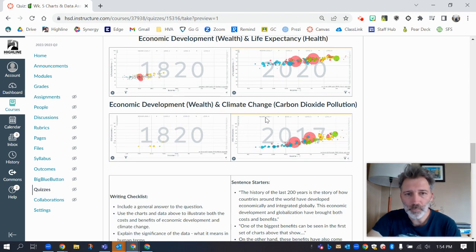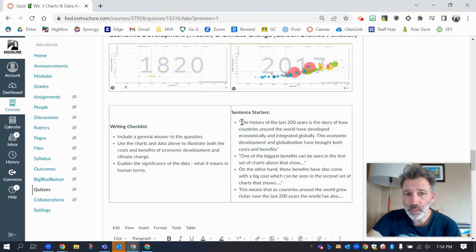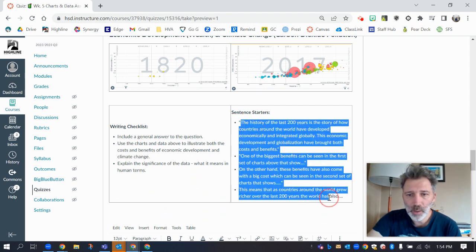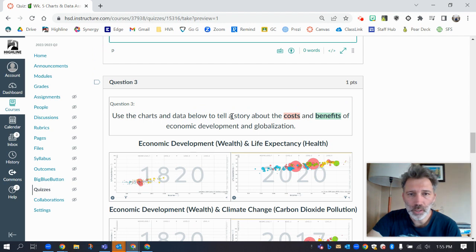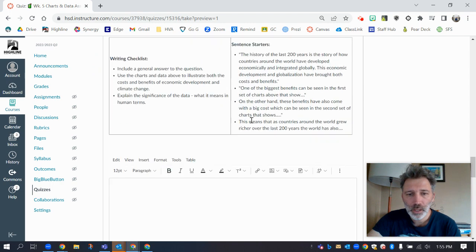And then here is comparing wealth and carbon dioxide pollution or climate change. And so you can, again, just use these sentence starters, copy and paste them into this box here. And you're answering this question below. Tell a story about the costs and benefits of economic development.